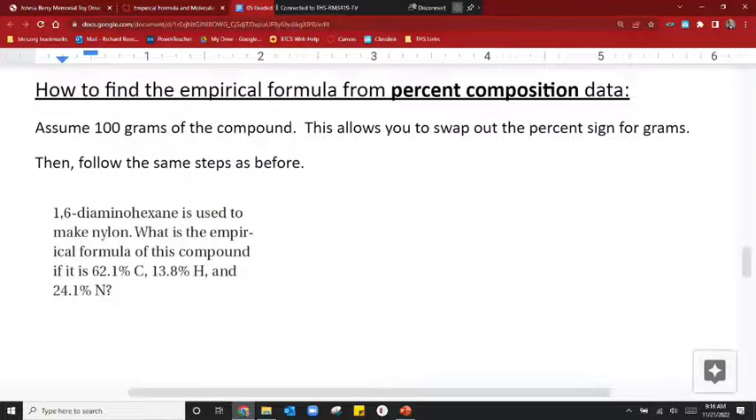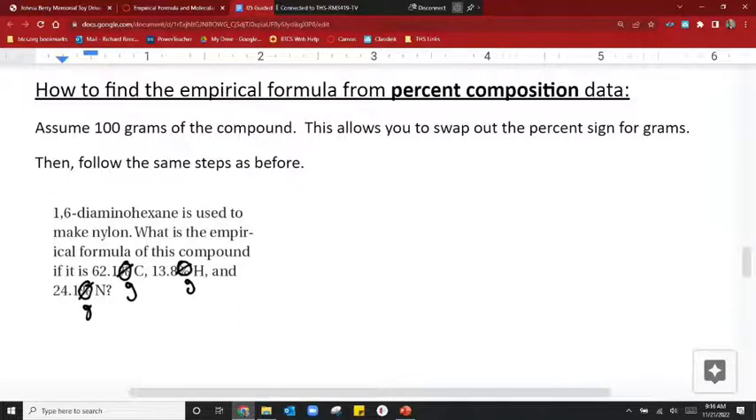Okay, so on some problems, instead of telling us grams, they give us percentages instead. But it's actually just as easy to deal with these. So if I had a problem like this one and it says this compound, 1,6-diaminohexane, is used to make nylon, what is the empirical formula of this compound if it's 62.1% carbon, 13.8% hydrogen, and 24.1% nitrogen? If we just change all of those percent signs to grams, we're just assuming that we have 100 grams of the compound, and you can still work through it just like we did the last one.